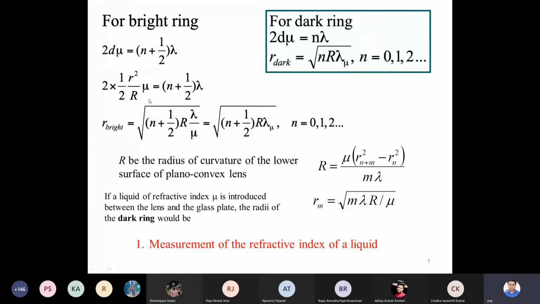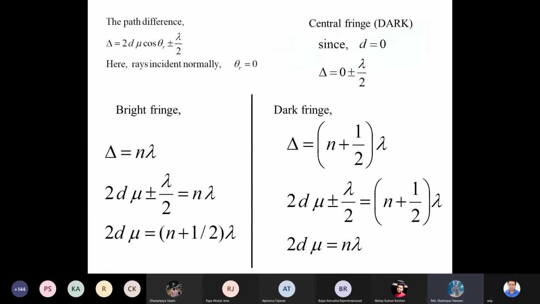Sir, could you show the previous slide once again? Sir, here you have taken bright fringe for n lambda, and in the next slide the condition is coming like this, right? Yes, okay. Yes, Sir, got it.